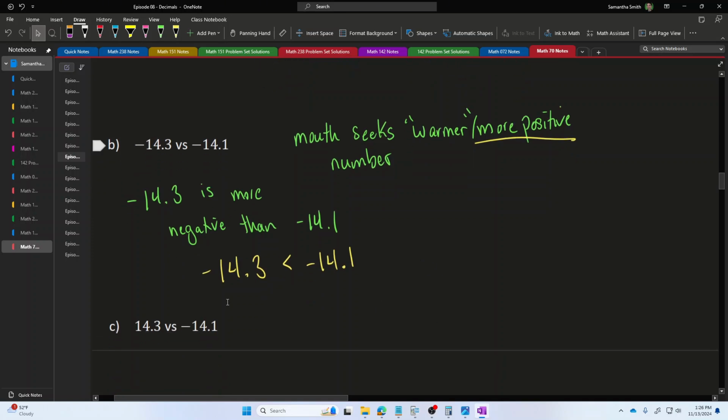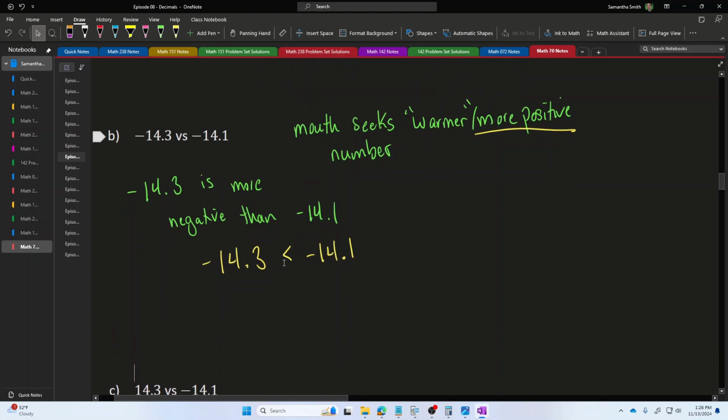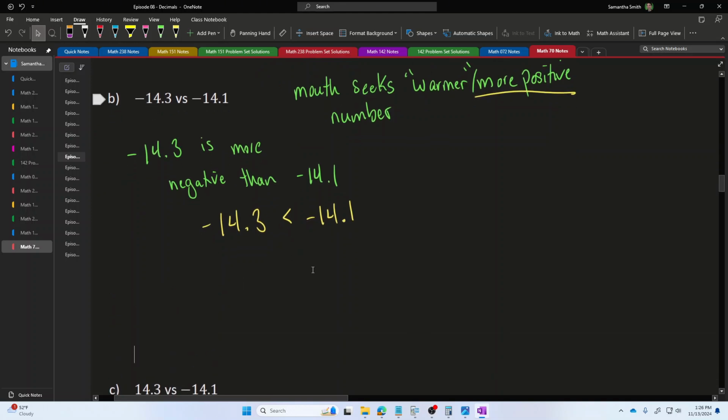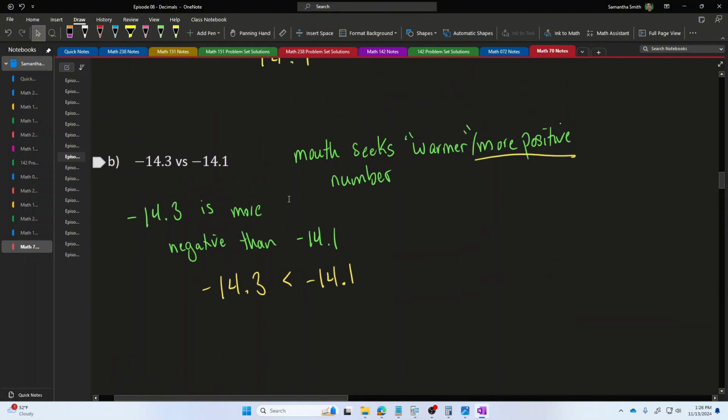Put another way, let's think about these values in terms of two different debts. Suppose that one person owes $14.30 and the other person owes $14.10. Who is in the better situation? The person who's in the slightly better situation is the guy who only owes $14.10, the guy who owes less. And so the alligator mouth, the mouth of this inequality, will point toward the guy who owes less money and is in a better situation.